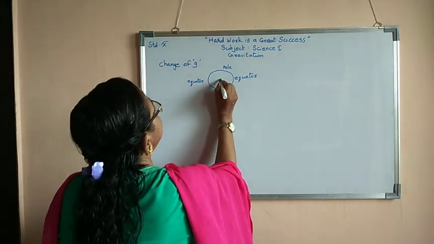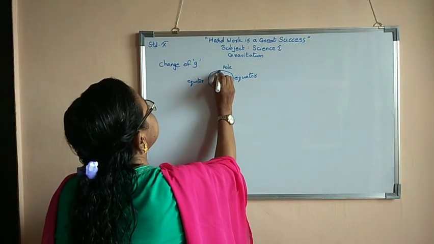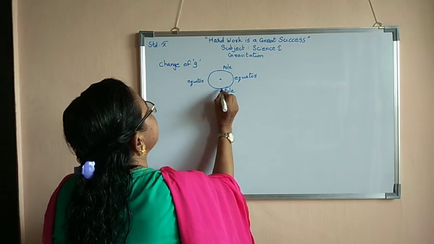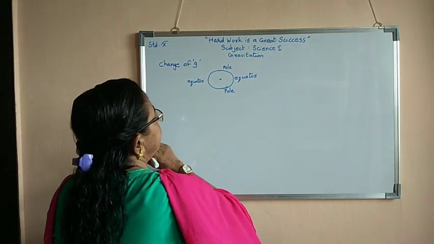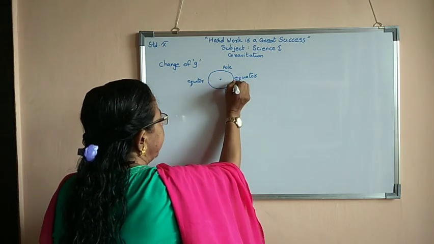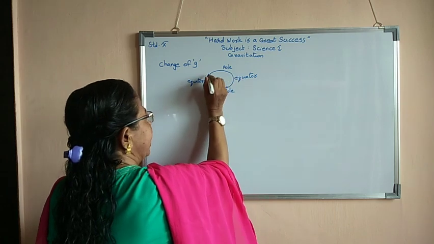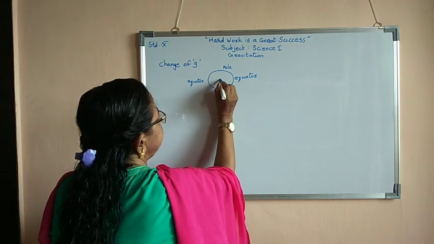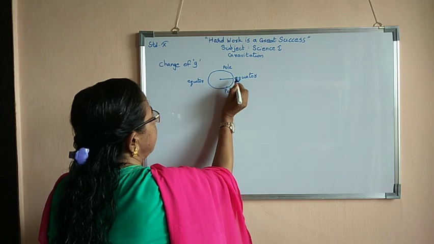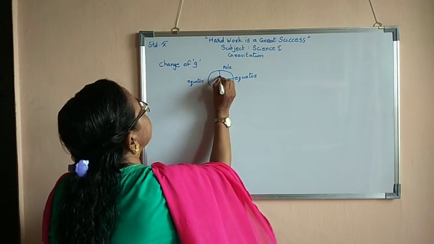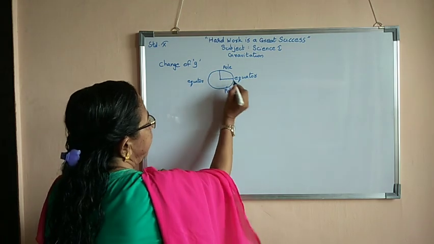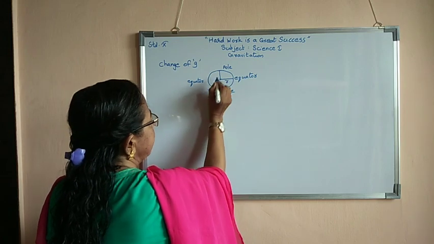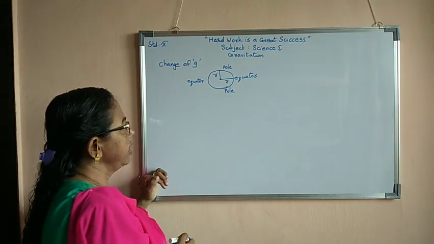Listen children, from this part, here it is a flattened surface. Here also a flattened surface of the earth. At the same time, we can see here a projection is there, bulging is there. So the distance from the center towards here is more compared to this part. We can say this is the radius of the earth, and even this is the radius of the earth.